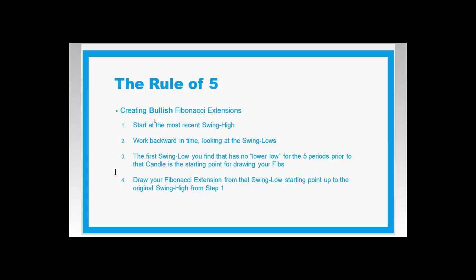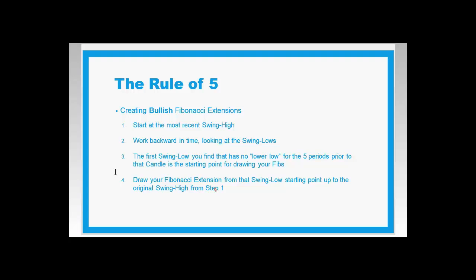When I'm creating a bullish fib extension and retracement, I start with the most recent swing high. I work backward in time, looking at all the swing lows. And the first swing low that I find that has no lower low for 5 periods before that candle, that's my starting point for drawing my fibs. You always draw them from lower left to upper right for bullish, and from upper left to lower right for bearish.